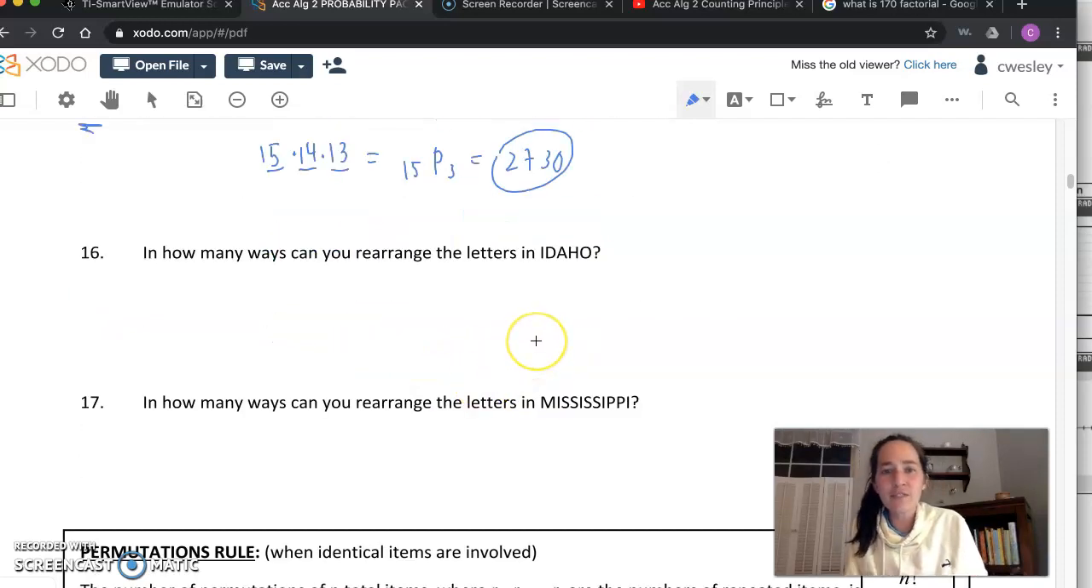I just picked a random state that has 5 letters, Idaho. I don't know if anybody's ever been to Idaho. I've heard they have really good potatoes there, but let's try this one out. How many ways can you arrange the letters in Idaho?